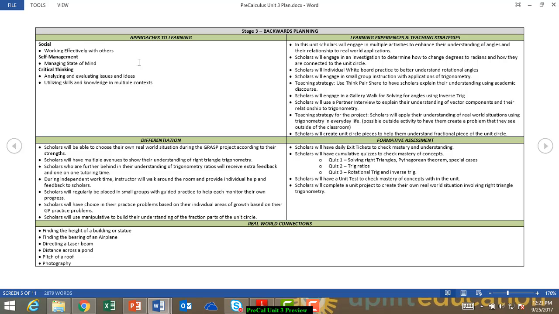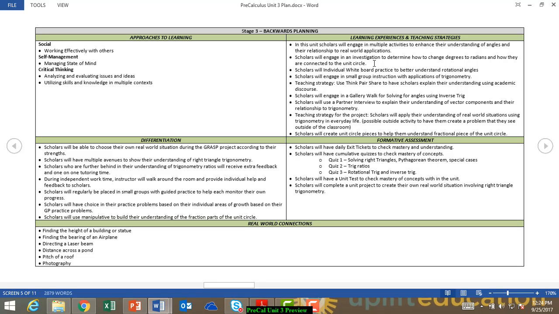Some of these topics can be very challenging for our scholars to work through, so it's important for us to make sure that they have the right mindset. Critical thinking, there are a lot of word problems involved in this unit, so they're going to need to analyze issues and come up with context and multiple representations. Some of the learning experiences for this.